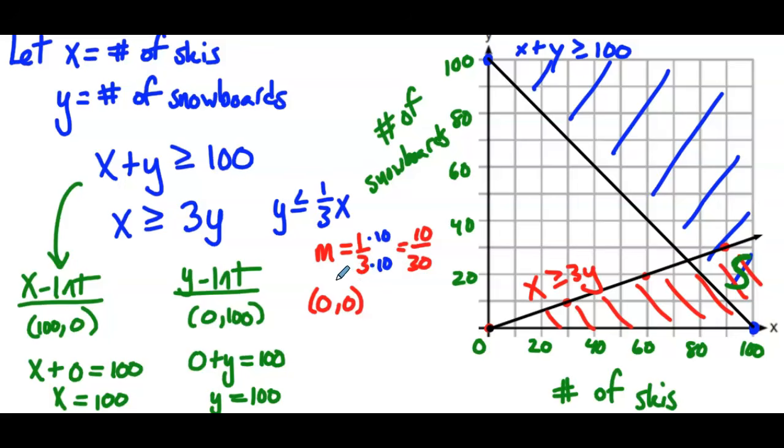And if they were asking for a potential combination of skis and snowboards, if we pick a point, like right here, 90, 20, if they buy 90 skis and 20 snowboards, then they'll have met both of their requirements. And there is the graph of the solution set.